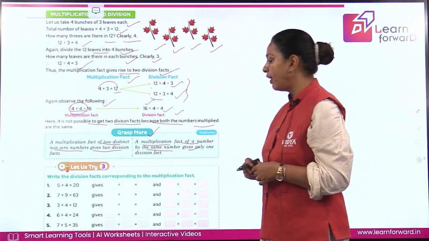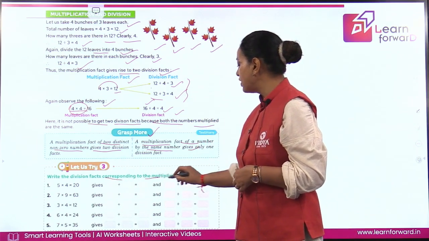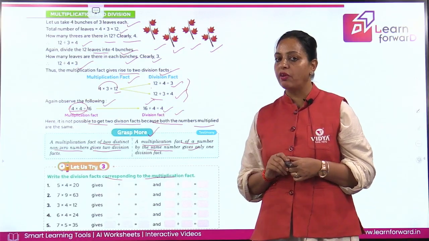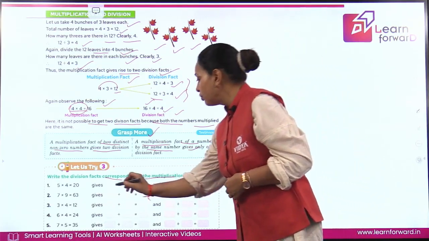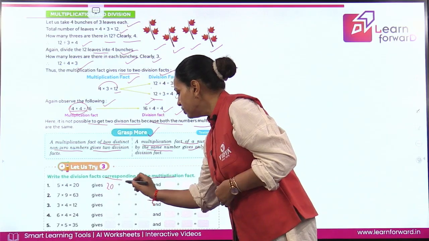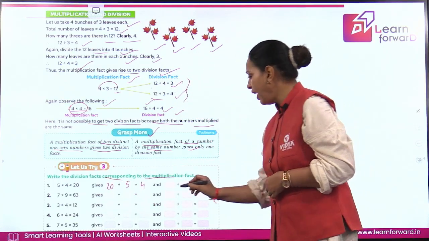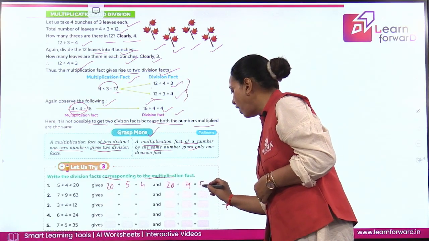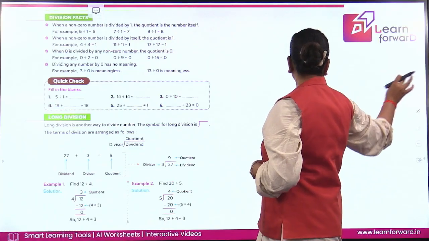Now let us try the third one. Write the division facts corresponding to the multiplication fact. The first one, 5 into 4 equals 20. तो यहाँ से आपके पास division facts क्या आएंगे? 20 divided by 5 equals 4 and 20 divided by 4 equals 5. Okay, I hope these are very simple. You can try the remaining parts.